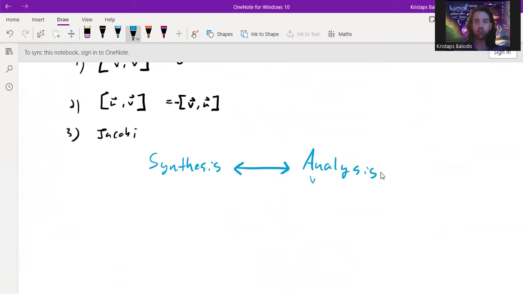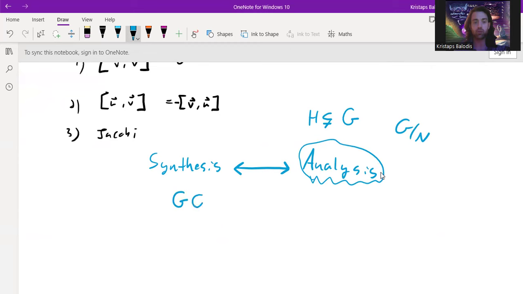So analysis: I want to take my objects, maybe they're groups, and I want to dissect them into maybe smaller subgroups or quotients or something, and break them down into simpler pieces in order to better understand the thing I'm dealing with. And then synthesis is doing the opposite, right? Taking smaller things and putting them together. So maybe if I have two groups, I take their direct sum. And so you should ask yourself about this analysis and synthesis, right?